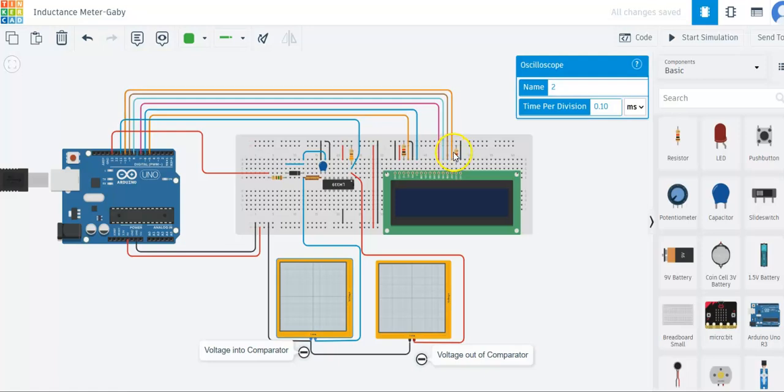And these two 1K ohm resistors are used to control the brightness of the LCD screen. And here we simulate.